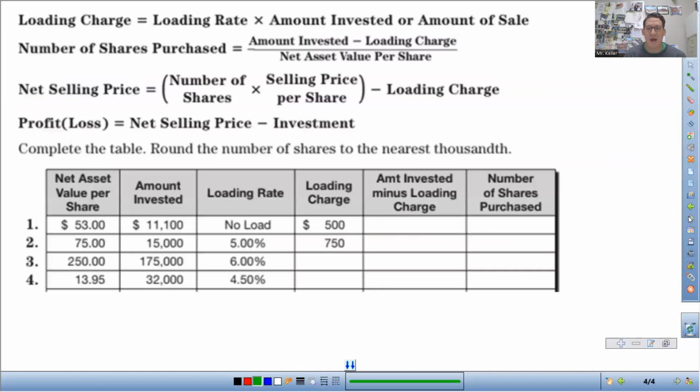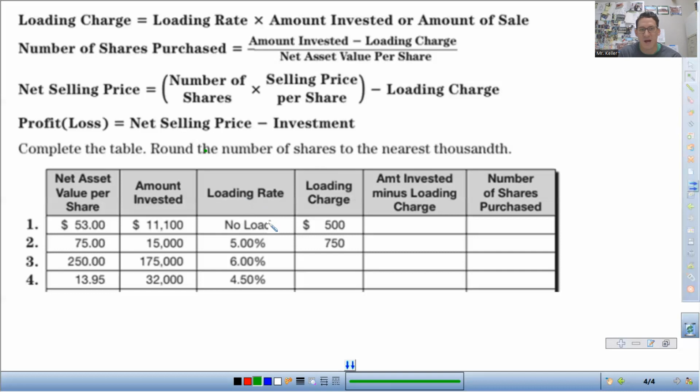So let's look at how to do the math for this. There's a lot of formulas on here, so just make sure you're paying attention. Read the headers of the columns carefully, so you know what you're doing. If you read the stuff, it's actually pretty simple. So we have the net asset value per share, the amount invested, the loading rate.